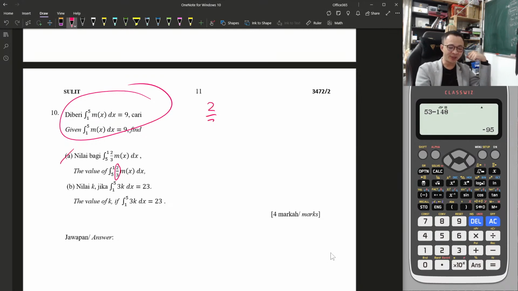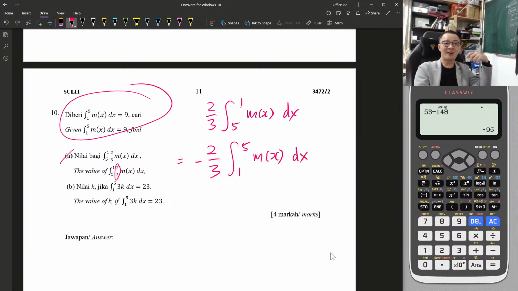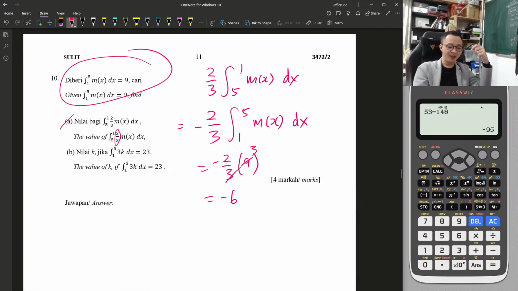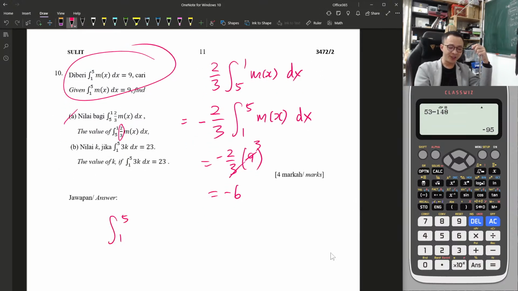The 2 over 3, you take it out. Then integrate from 5 to 1 mx dx here. So the first thing is before I substitute in, I want to change this one to 1 to 5. I don't want 5 to 1. So what I can do is I will add a negative for it. So if I take out a negative, it becomes negative 2 over 3, then this one will just flip over. Do you see how I change the 5 to 1 to 1 to 5? I add a negative in front. Then this one is negative 2 over 3 multiply 9. So simplify, it's negative 6. Done.